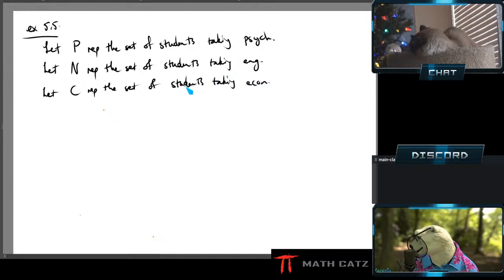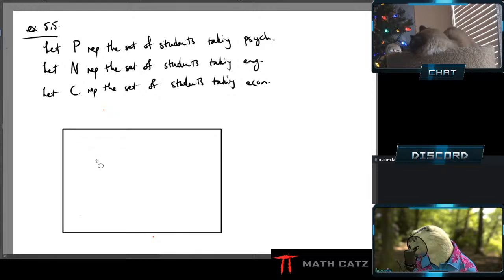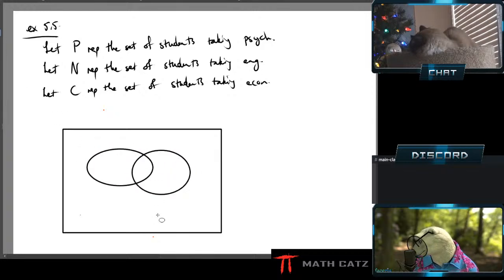Even though I'm in a hurry, well, not really, I think we're good, but a little bit of a hurry. I'm still writing out my sentences. I'm banking that 1 mark for this first step. Let me visualize. Universal set. Let's put P over there, N over there, C over there. Why not? All right.